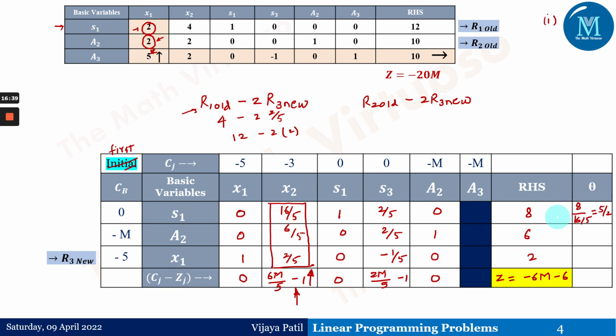Yeah, it's 5 by 2, that is 2.5. Then the next value we get is 6 divided by 6 by 5, which is nothing but 5. Then the next value is also 5. So if you observe here, the least number is this one. That means in the next iteration, S1 is leaving the basis. So this first row becomes the pivot row, and 16 by 5 becomes the pivot element. So 16 by 5 is the pivot element for the next iteration.